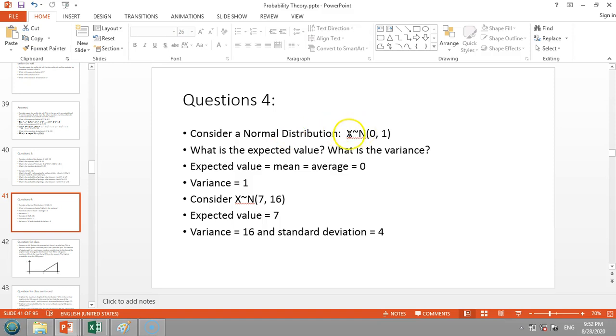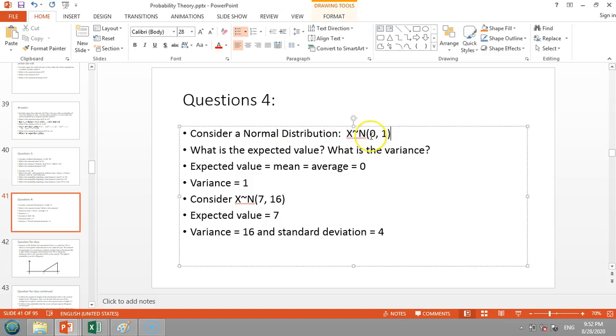Consider a normal distribution. X is normal 0, 1. So this is a standard normal. A mean of 0, the variance is 1, and the standard deviation is also 1. Consider X normal 7, 16. The expected value is 7. The variance is 16. The standard deviation is 4. So plus minus 4 units from 7.